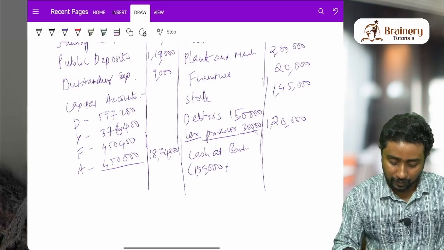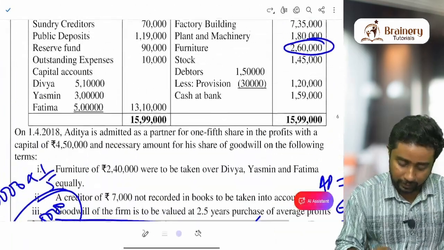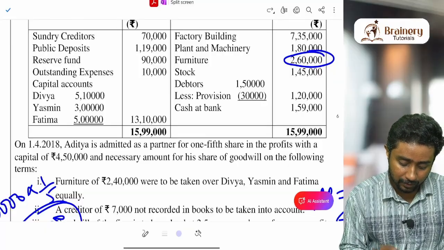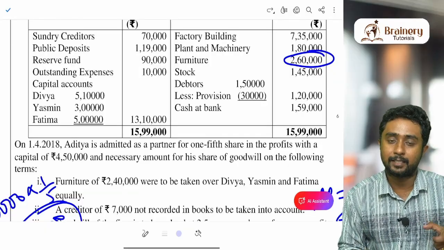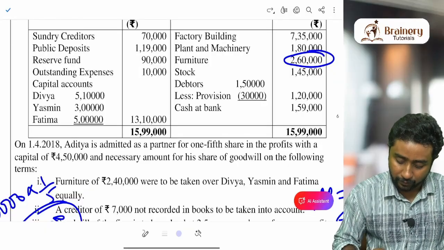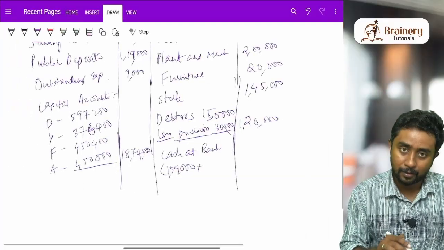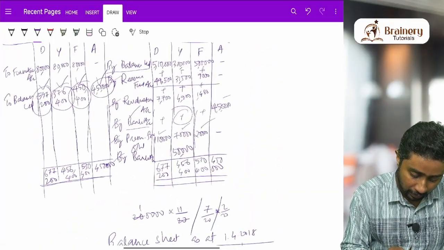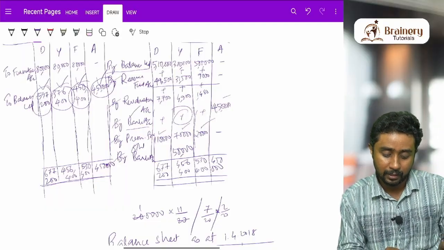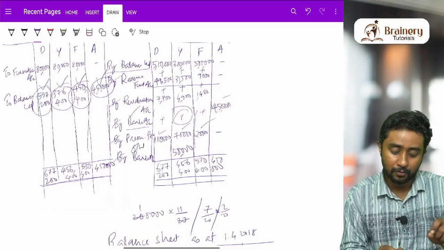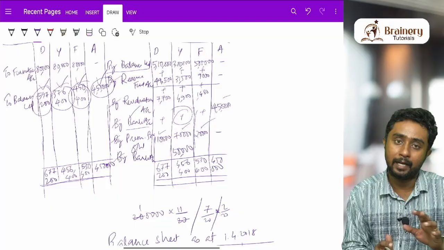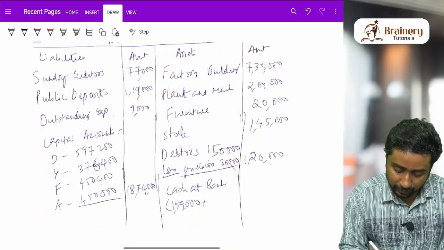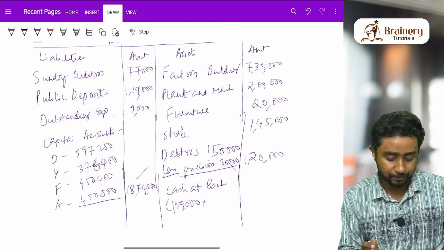After that, the next amounts that you can see in the capital account are three capital accounts, 5,10,000, 3 lakh and 5 lakh. This is not the amount that we are going to show. We are going to show the balance carried down which you got now: 5,97,200, 3,76,400, 4,50,400 and finally 4,50,000. We have copied that amount. The total will come as 18,74,000.